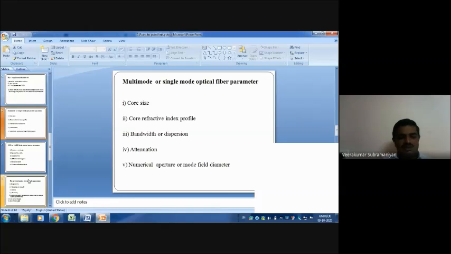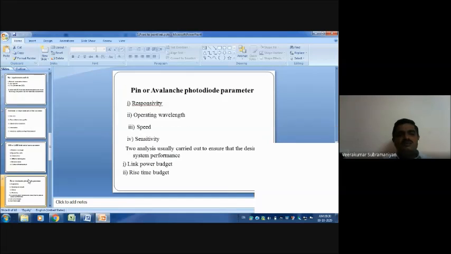So next let us look into receiver parameters. What are all the receiver parameters we have to consider? On our receiver side, we use either a PIN photodiode or an avalanche photodiode. Before selecting these units, what parameters do we have to consider? Responsivity: the ratio of output power divided by input power is called responsivity. And then sensitivity of the light signal. Once the sensitivity increases, the responsivity also keeps increasing. So the sensitivity is directly proportional to responsivity.